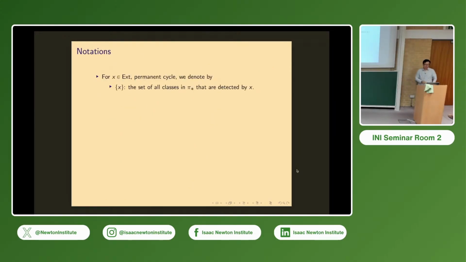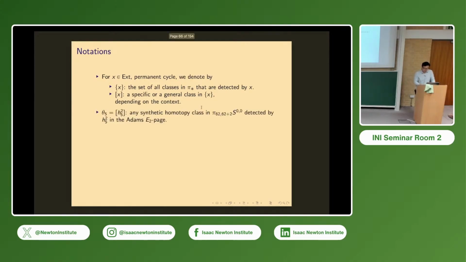All right, so now I think I'm ready to talk about the inductive approach. First, to fix a few notations. For x, an element which is a permanent cycle, we use a curly bracket to denote the set of all classes detected by x in the infinity page, and the square bracket x to denote a specific or a general class in here, depending on the context.